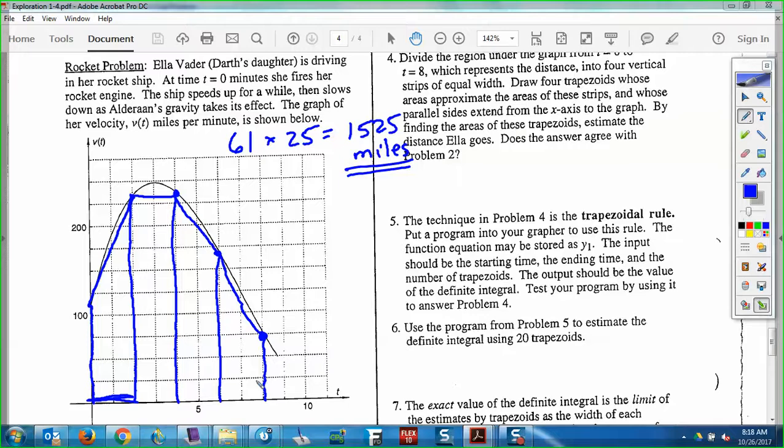Now it's possible this second one is a rectangle. It's possible that that actually goes straight across there, but it doesn't matter. Doesn't matter. Okay?